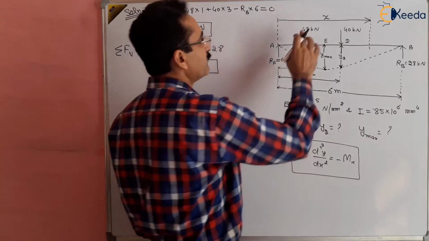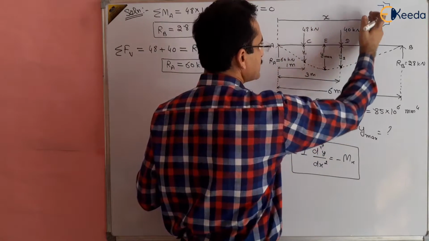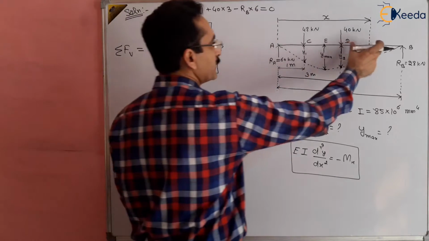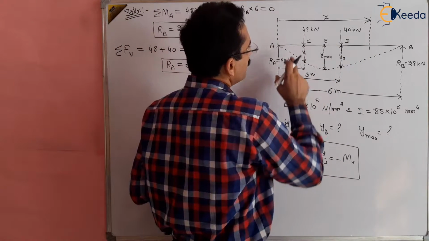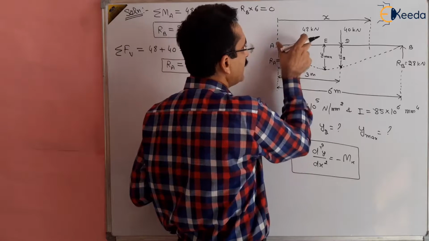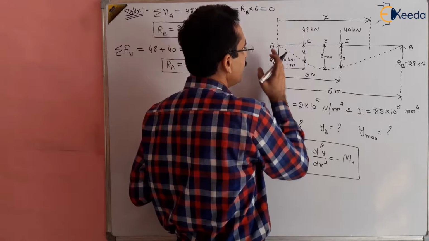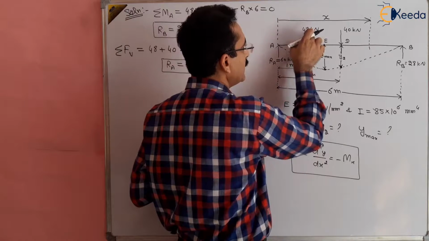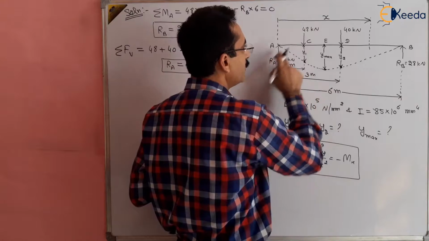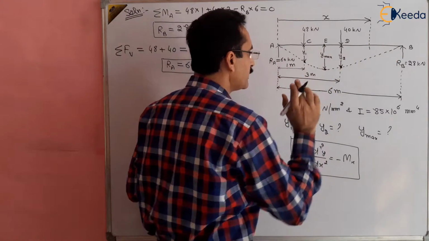Now if we are taking only one section at a distance x between D and B, the last section of the beam, then the moment of RA will be valid between A to C. When we take the moment of RA and 48, it will be valid between C to D. And when we take the moment of all 3 forces, it will be valid between D to B, right?